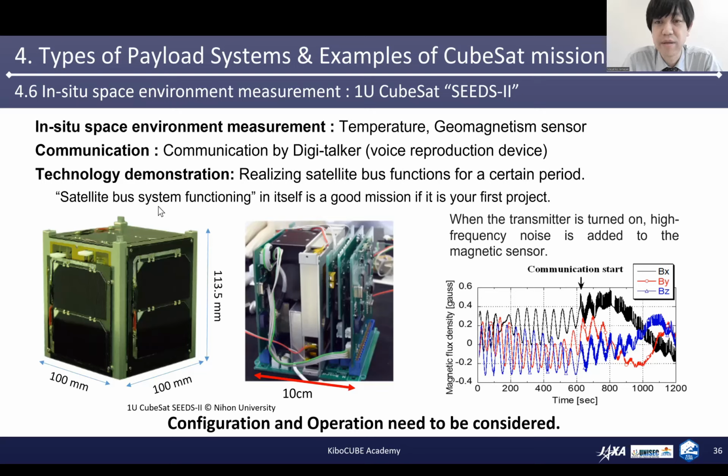When devices such as a transmitter are placed in a small and limited space like a CubeSat, it is necessary to consider their placement and operation method. For example, turning off the communication equipment when measuring sensors, in consideration of their effect on sensors.